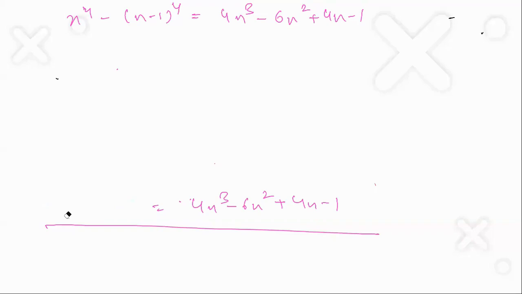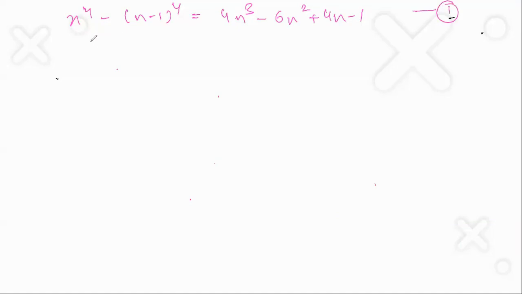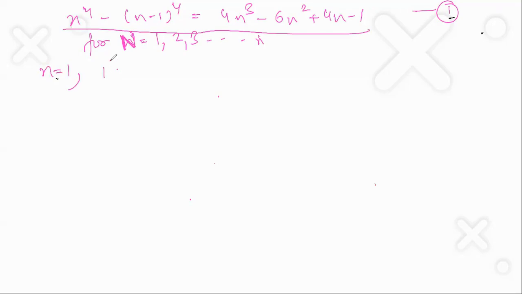Now, because we are talking about natural numbers, the natural numbers start with 1. So we'll start with n equal to, not 0, sorry, n equal to 1, 2, 3 and up till n again, where n is a natural number. So now we are putting n as 1, 2, 3, 4 up till n. When n is equal to 1, it will be 1 raised to the power 4 minus 1 minus 1, that is 0 raised to the power 4, equal to 4 into 1 cube minus 6 into 1 square plus 4 into 1 minus 1.